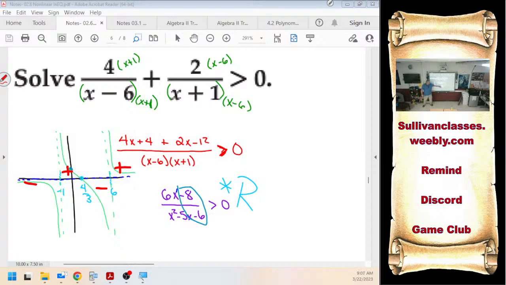X-intercept, I set this equal to 0, numerator. No. 8/6 reduces to 4/3. But if I plug 0 in for x, I also get 4/3 for a y-intercept. Purely coincidence. Explain that again. I understand you got the y-intercept, and how did you get the x? Zeros of numerator. 6x minus 8 equal to 0.